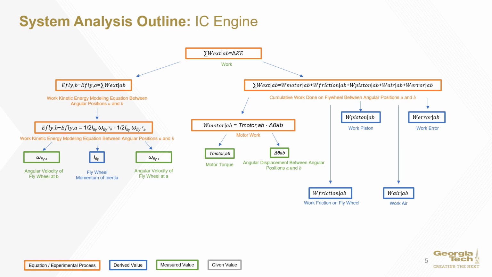To meet these goals, we want to first take a look at the ICEngine outline. By dissecting the model and starting with the basic equation of work, we can isolate all of the variables that need to be experimentally calculated, solved, or measured from the work done on the flywheel.